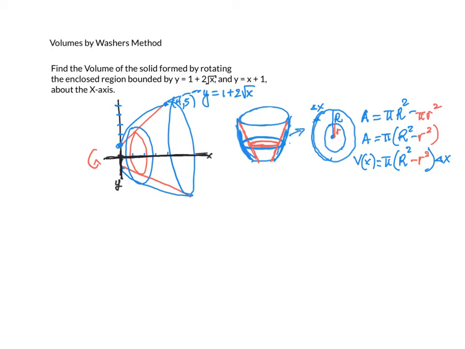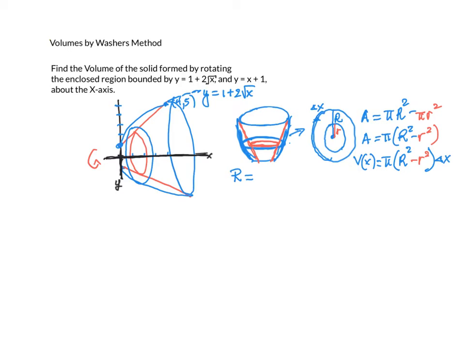So let's find what is the big R. What is the big radius? The big radius is going to be the outer function. Let's take a look. Here is my big radius from the outer function, which is 1 plus 2 square root of x, minus the center of the circle, which is y equals 0. That's the x-axis, y equals 0. So let's write that down.